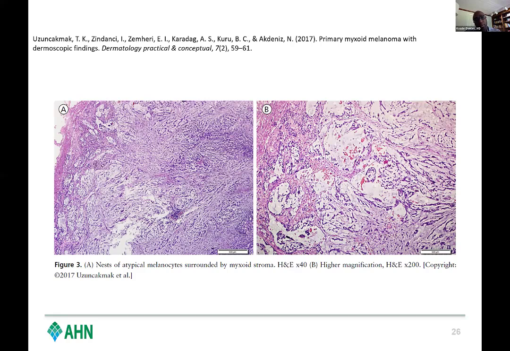And then we went back. Initially, we performed a panel of melanocytic markers. We thought they were negative, and when we went back and looked at it, we could see focal positivity for SOX10, S100 protein, and melan-A.